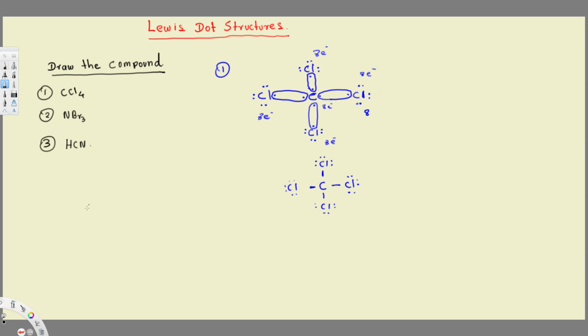We have NBr3. So which one is going to be in the middle? If you look at this, N is 1, Br3 is 3, and we can guess that N is going to be in the middle. And how many valence electrons does N have? N has 5 valence electrons. So let's put the electrons around it: 1, 2, 3, 4, 5. So we have put the 5 valence electrons, and one pair is already paired.